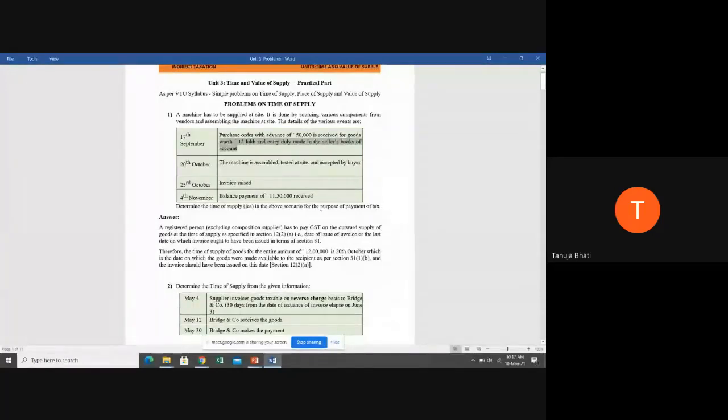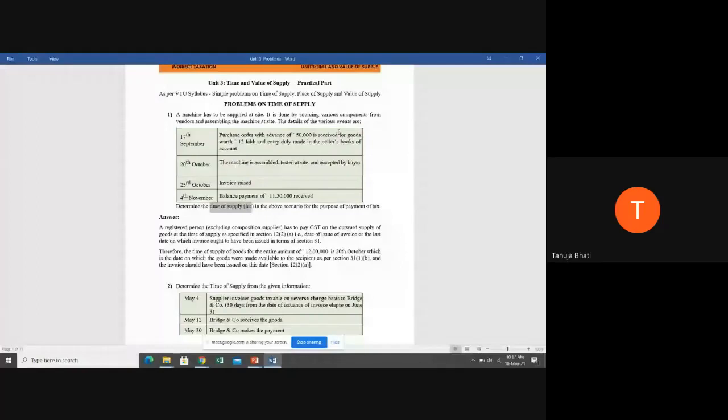So students, before solving the problem, first thing you need to know is that they are asking you the time of supply. So which section will be applicable? Since it is goods, section number 12 will be applicable. Next, you need to understand which subsection will be applicable, whether subsection 2, 3, 4, 5, 6, among that which will be applicable.